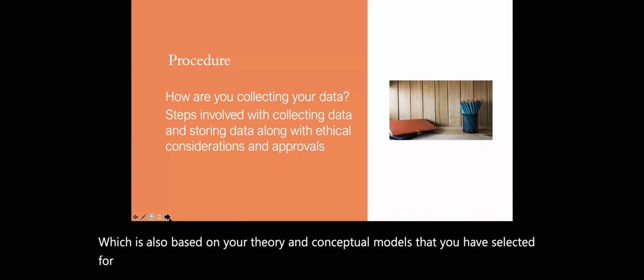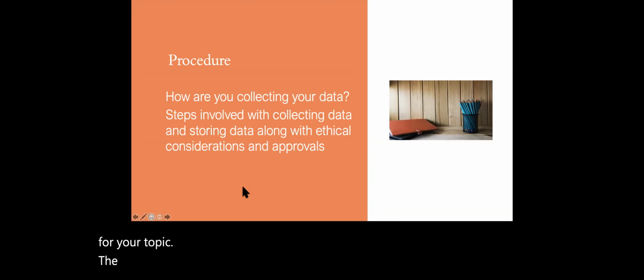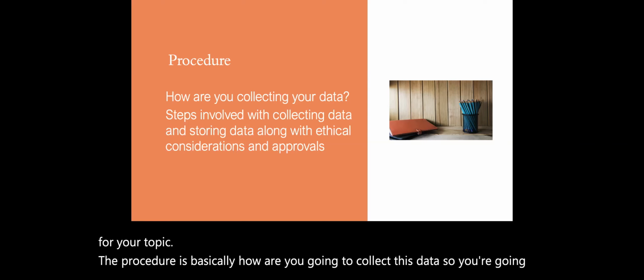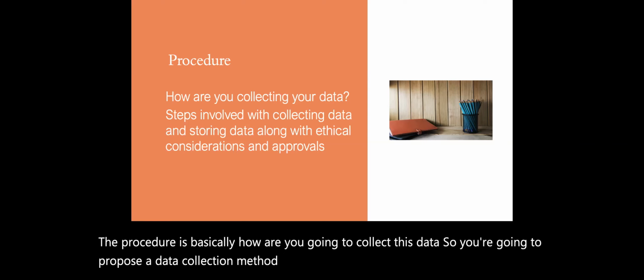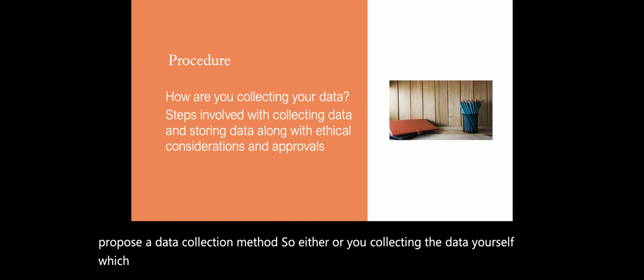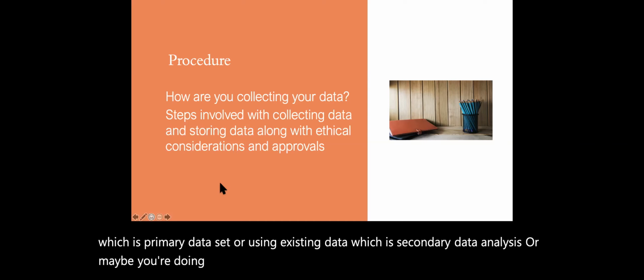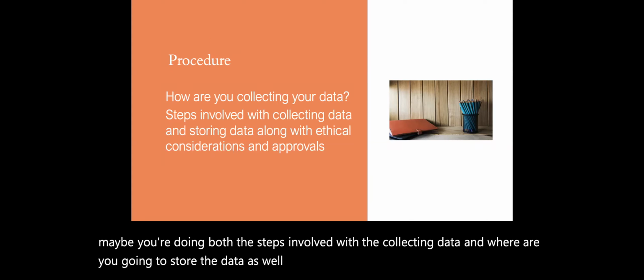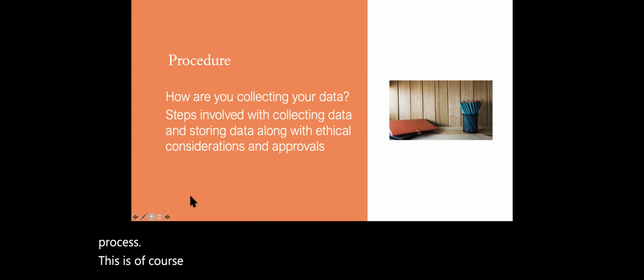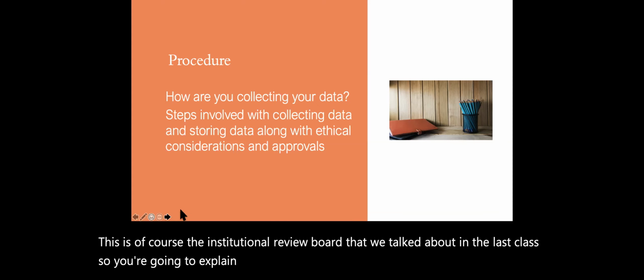The procedure is basically how are you going to collect this data? So you're going to propose a data collection method. So either are you collecting the data yourself, which is primary data set, or using existing data, which is secondary data analysis, or maybe you're doing both. The steps involved with the collecting data and where are you going to store the data as well as the ethical consideration and approval process. This is, of course, the institutional review board that we talked about in the last class. So you're going to explain this in this section.